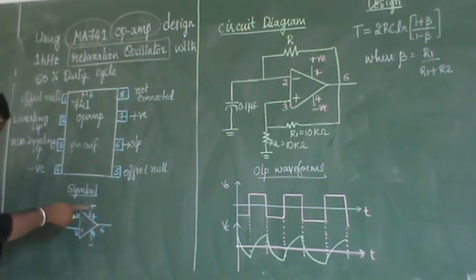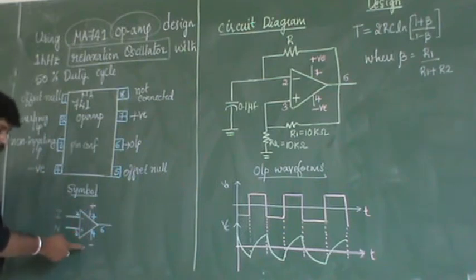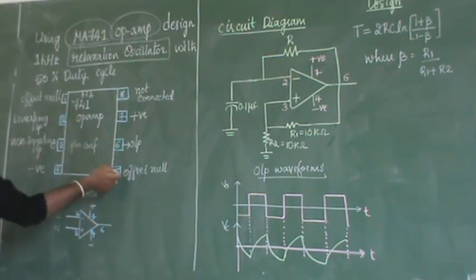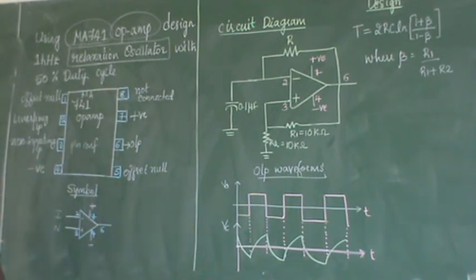So for the power supply, positive voltage has to be given to the 7th, and negative voltage to the 4th. So totally 1, 2, 3, 4, 5 pins you are using. The rest 3 pins you are not using, that is 1, 5 and 8. Those pins we are not using. So this is the symbol and this is called an op-amp.